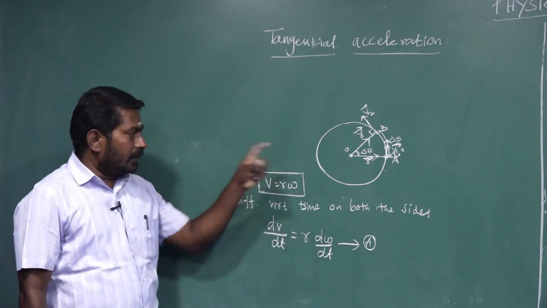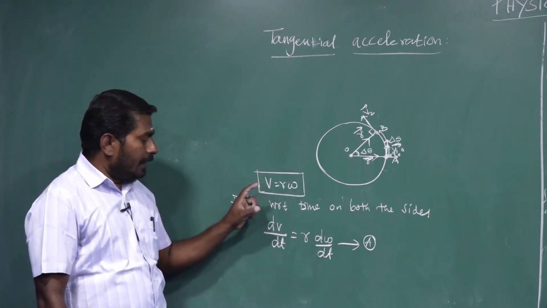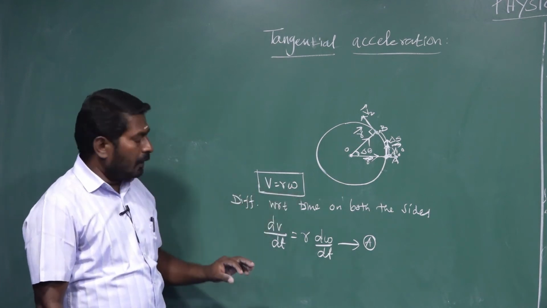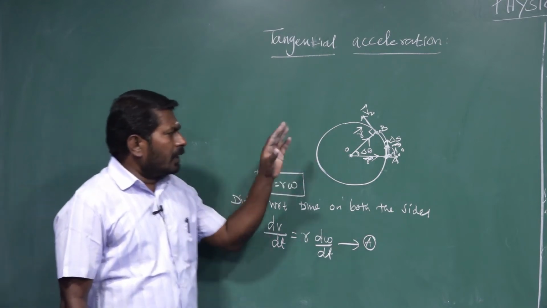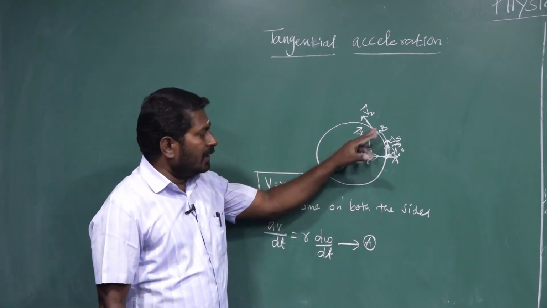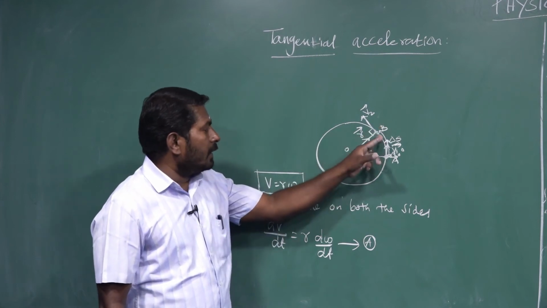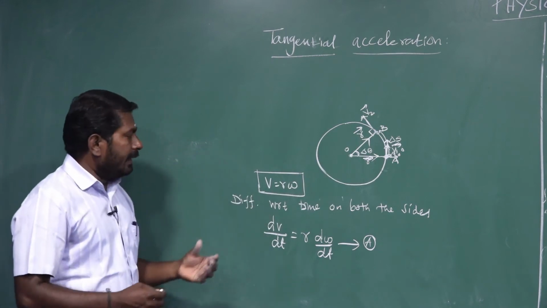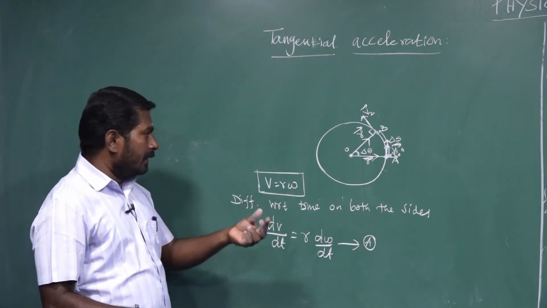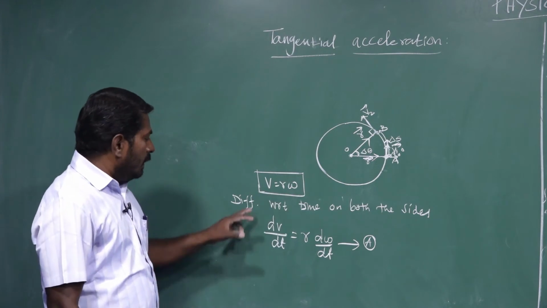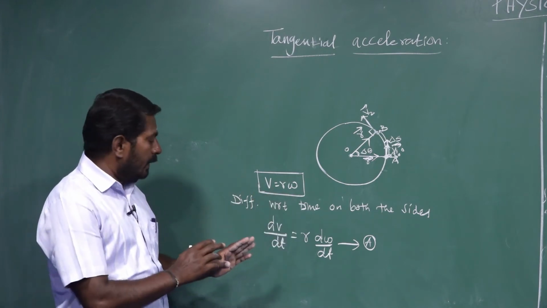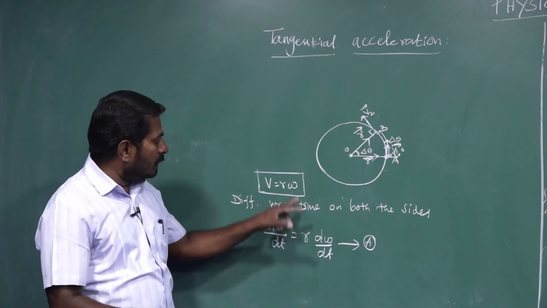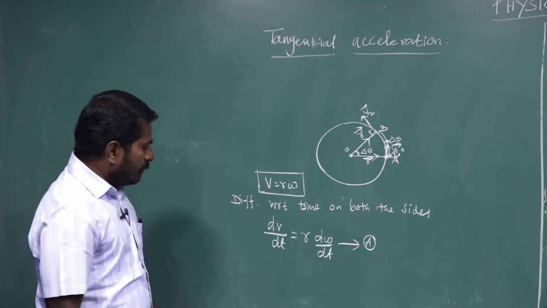See that in a circular motion, the very important relation connecting linear speed and angular speed is v is equal to r omega. At every point on the circular path, the direction of position vector and direction of linear velocity always act at right angles to each other. Then the relation in magnitude is simply v is equal to r omega. Differentiating this equation on both the sides, dv divided by dt is equal to r, position vector magnitude remaining constant, d omega divided by dt.